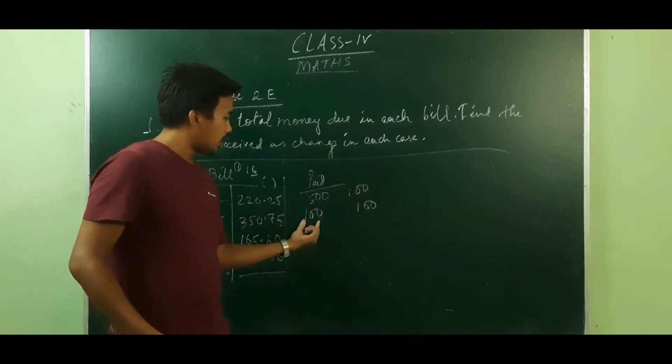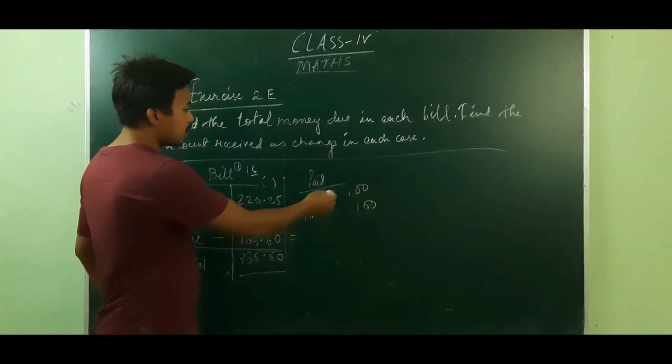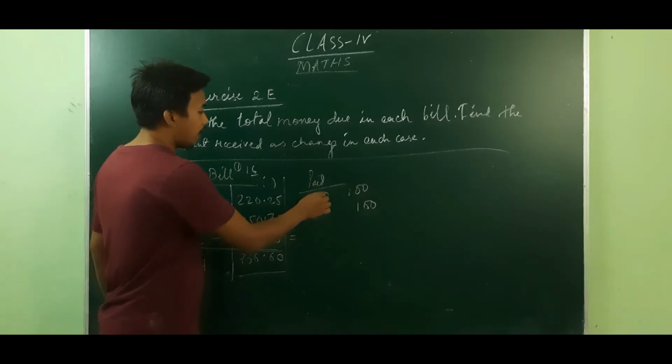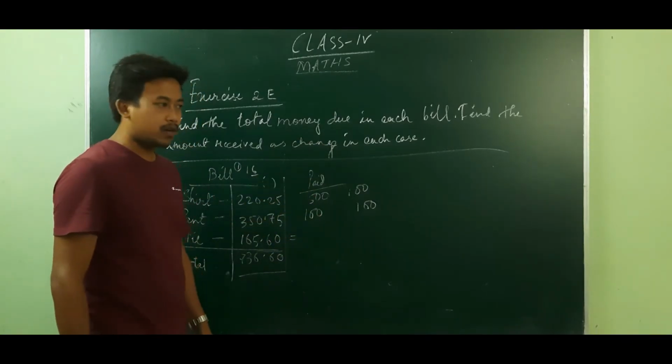Now, your mother or father, for example, has given you a 500 rupees note and a 100 rupees note. That means they have given you 300 rupees note. So first of all, just add how much you have in your pocket. Now 500 plus 100 is 600. 600 plus 100 is 700.